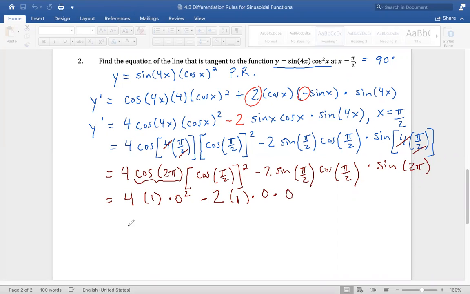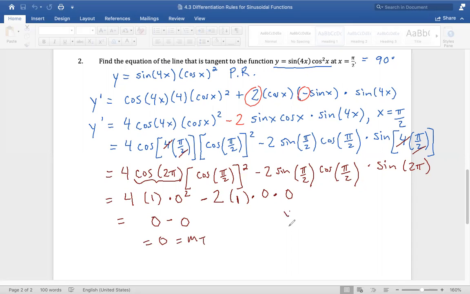So if we do all this, 0 squared is 0. 0 times 1 is 0, times 4 is 0, minus 2 times 0 times 0, which is just going to be 0, and my answer is 0. So my derivative is 0, which is the slope of the tangent of the equation I'm trying to find. So that slope is 0.